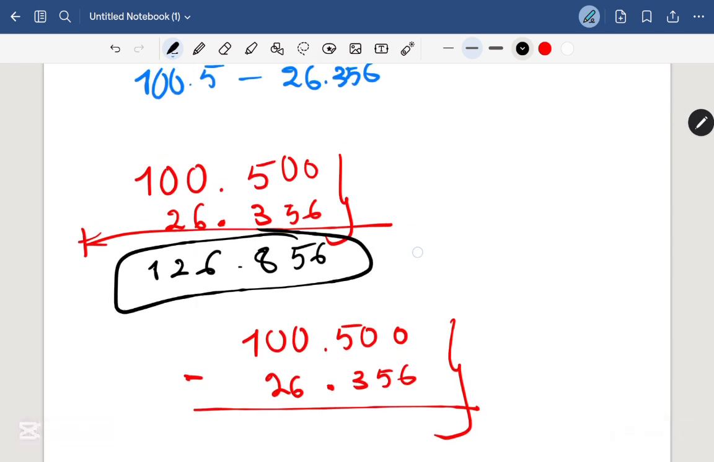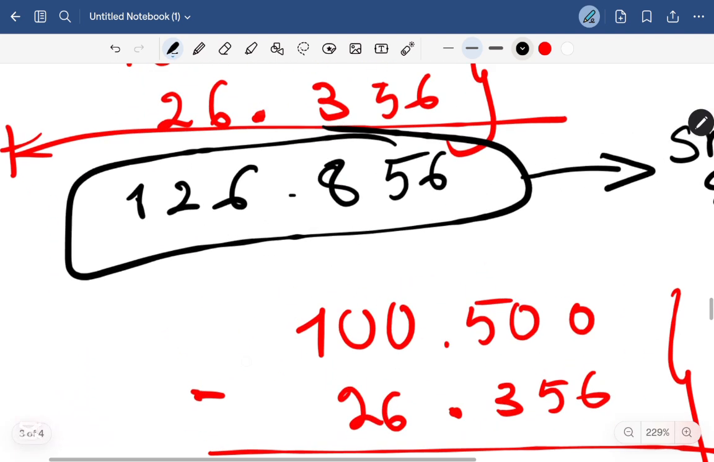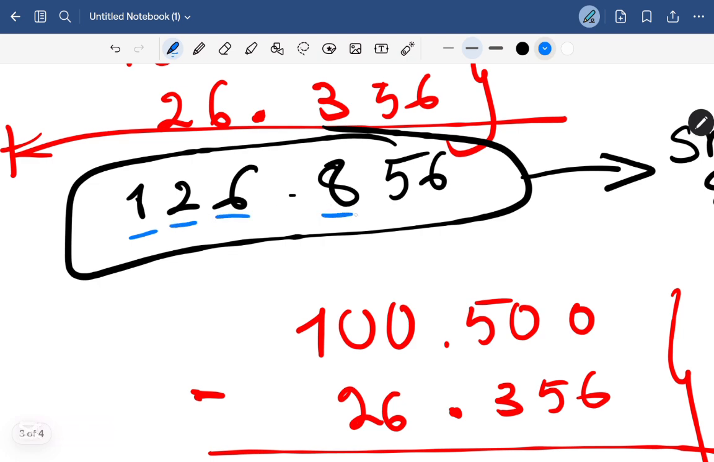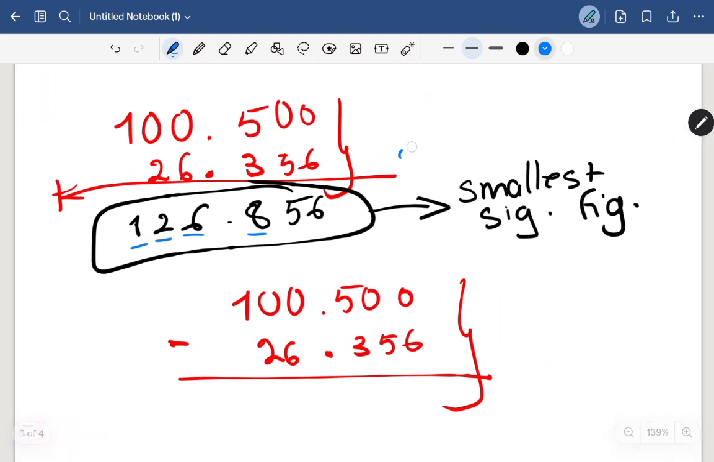Why? Because when you take your answer, you have to take it to the smallest significant figures. What does this mean? You will look back at the 2 numbers and choose the one that has the smallest significant figures. This definitely has the smallest significant figures, which is 4. So 1, 2, 3, 4. Here you're going to take 4 significant figures starting from the left. You can round it if you want. It's better to round it. So if you were to round it, it would be 126.9. You will take it like this.